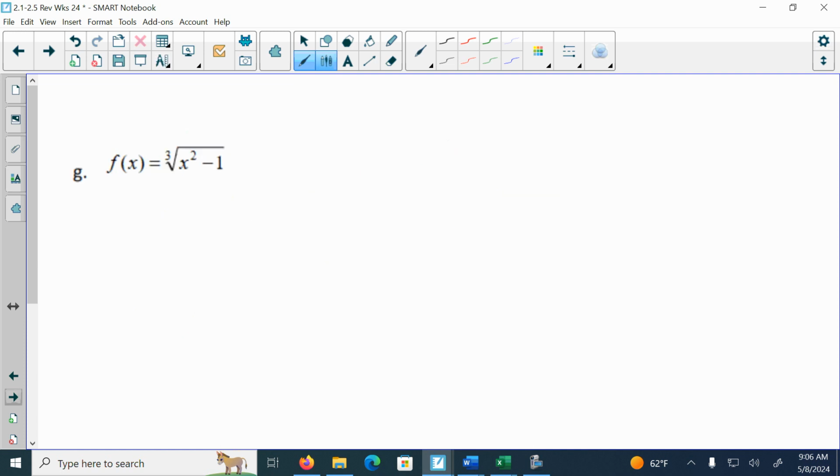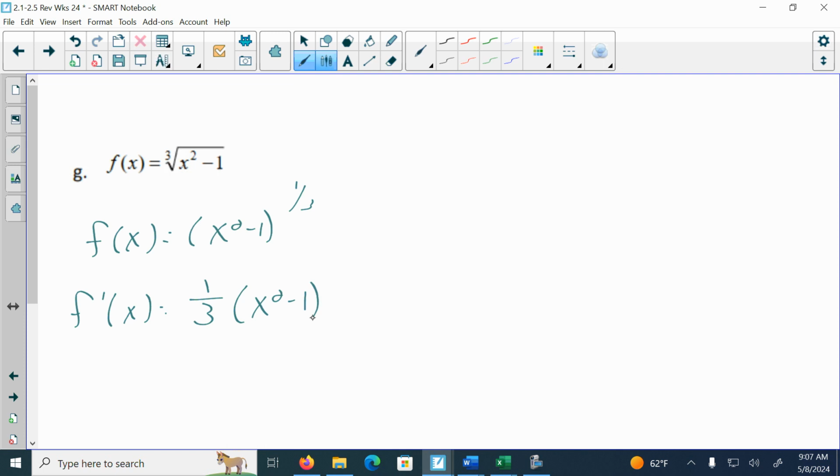my g. I'm going to rewrite before I do it. So I'm going to have x squared minus 1, raised to the 1/3 power. Doing the general power rule, I'm going to bring that power down, leave the parenthesis exactly the way it is, reduce this power by 1, so 1/3 minus 1 is negative 2/3. Multiply by the derivative of what's inside, which will be 2x.